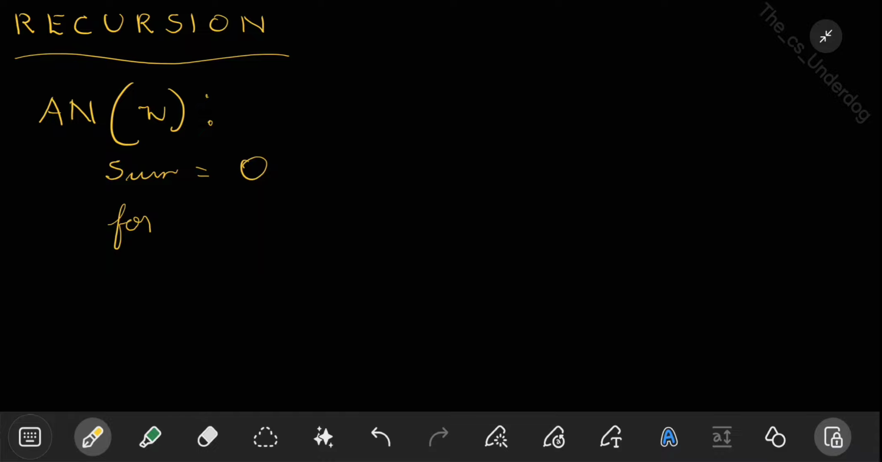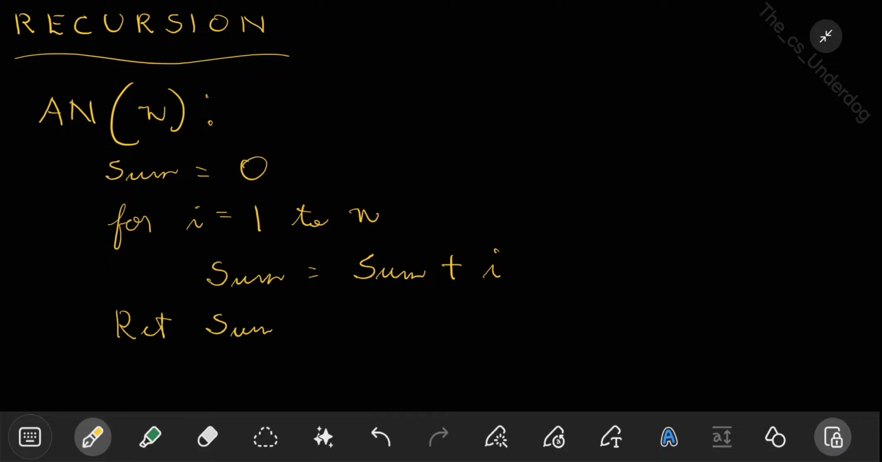So I want to show you how to convert an iterative solution to a recursive solution. First I'll write the iterative part. For i equal to 1 to n, you'll keep iterating. At that time, what will you do? You'll make sum equal to sum plus i. And once this for loop is completed, you will return sum. So this will give the sum of the first n natural numbers.